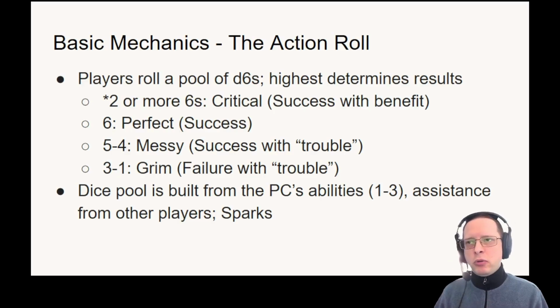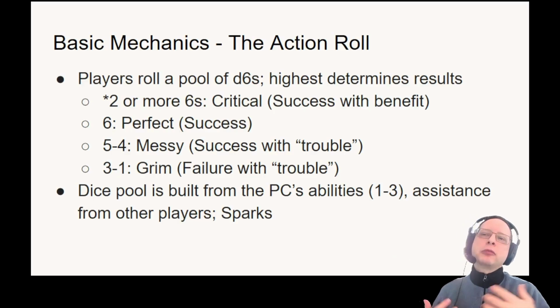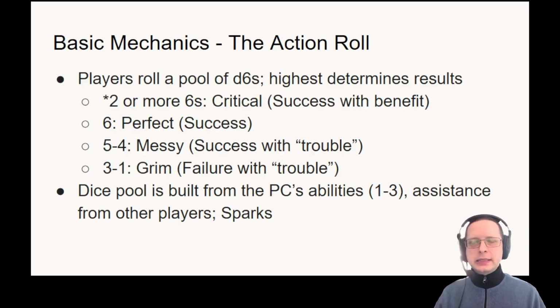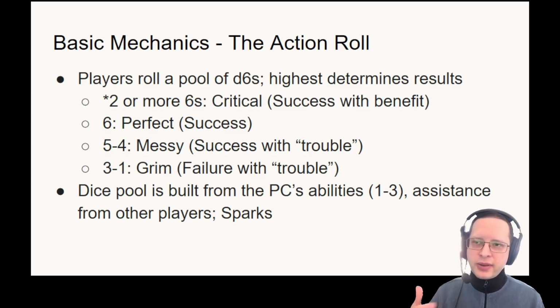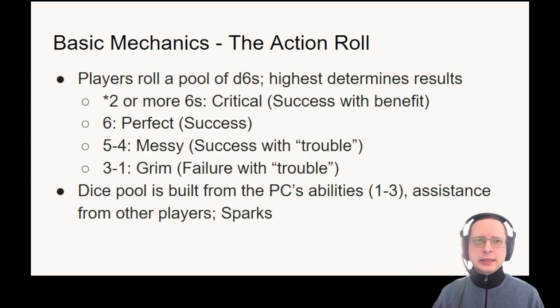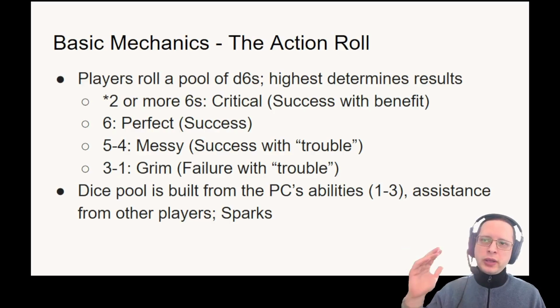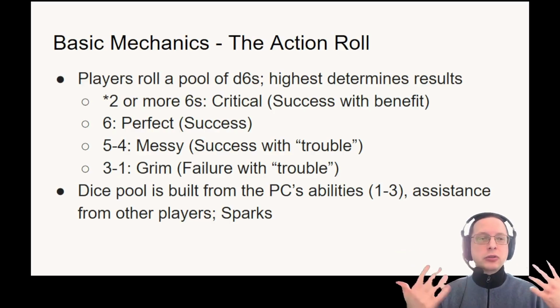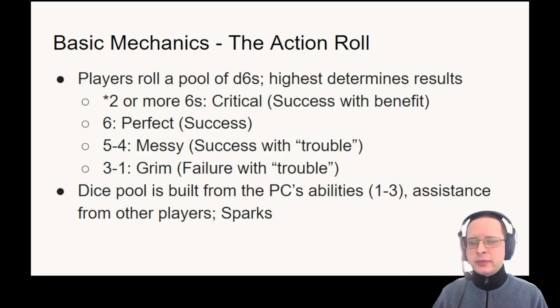So if you roll 2 or more 6s on the dice in your pool, then you'll get a success with some extra benefit. Rolling at least one 6 gets you a success without any sort of consequences, as intended. If your highest die is a 5 or a 4, then you have a messy success. So this gets you some sort of trouble or consequence, often a minor consequence, while rolling anywhere between a 3 and a 1 is a grim. So this is basically, again, you're failing and you're also gaining some form of consequence.